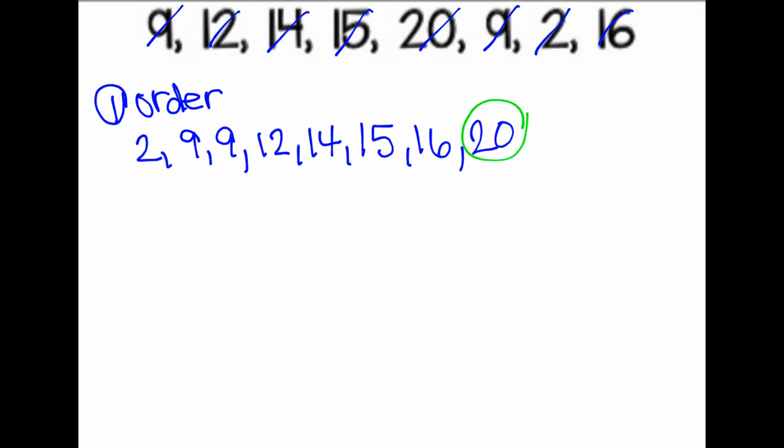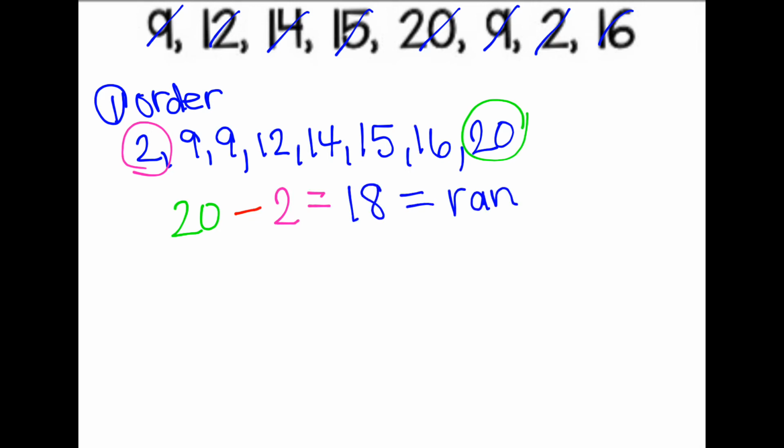So in my steps, it told me the first thing I needed to do was find my greatest value, which is 20, minus my smallest value, which is 2. And that would equal 18, which equals my range.